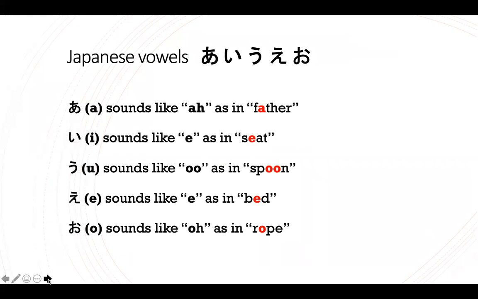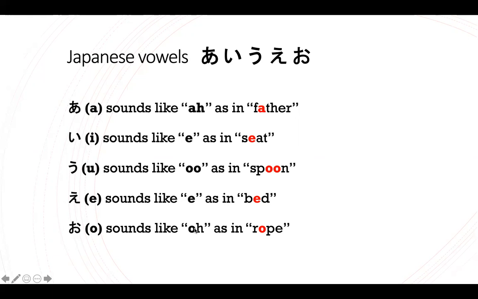So here are the Japanese vowels: A, I, U, E, O. It is very important to know those Japanese vowels. I'm going to explain why it's important later. So A sounds like the A in father. I sounds like E, as in seat. It's probably confusing you, but I sounds like E, as in the seat. U sounds like U. E sounds like E. And the last one, O, sounds like O.